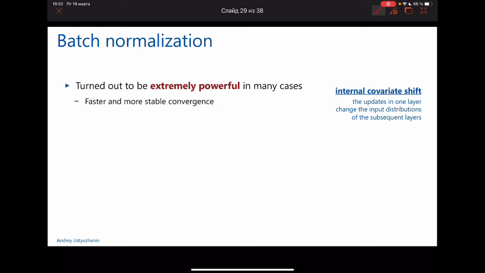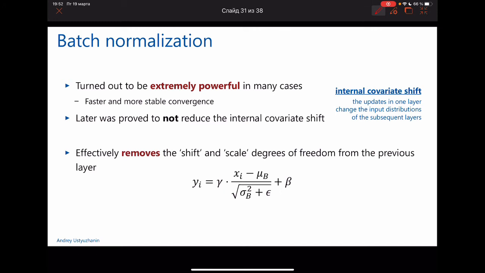It turned out to be quite a powerful technique, and besides making results more accurate to compute, it also converges much faster. It was later proven to not actually reduce the internal covariate shift. Effectively, it removes the shift and scale degrees of freedom from the previous layer.